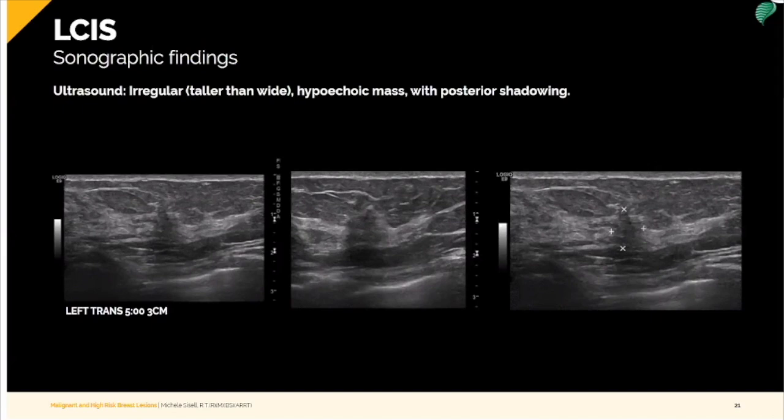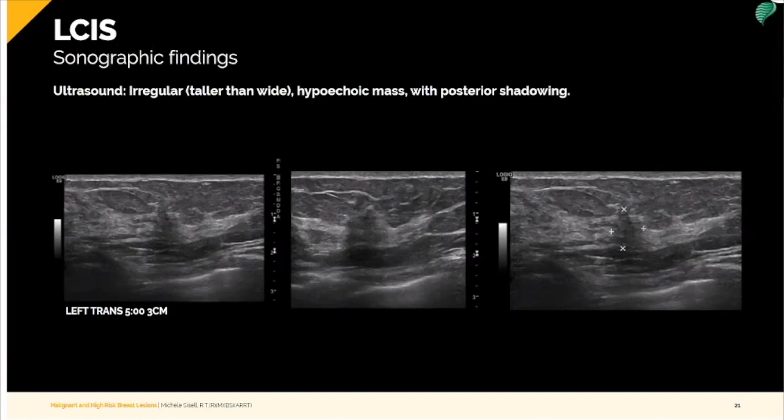When we were scanning, we found it at the 5 o'clock, 3 cm from the nipple. The area could be described as irregular, so the margins are not perfectly drawable, with posterior shadowing, and we had that in both planes. The lesion, when measured, was taller than it was wider, and therefore this put it into that suspicious category. The radiologist decided to recommend a biopsy.